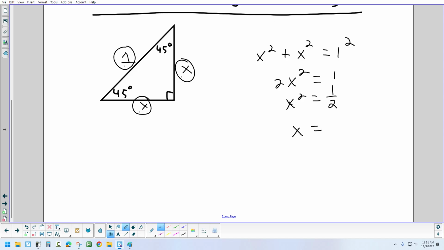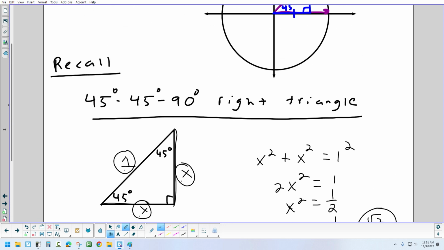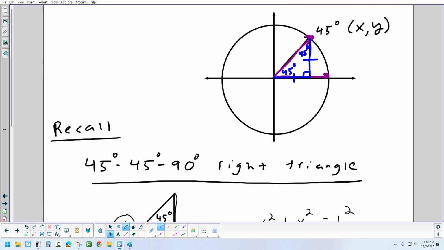So when we take the square root of the top, that's fine. We just get 1. And what's the square root of the bottom? Root 2. But we can't leave it like that because we ended up with a root in the bottom. So what does 1 over root 2 simplify to? Yeah. Root 2 over 2. Root 2 over 2. So we just solved for x, which is the length of the base and the height. So now, if we go back up to our diagram, we should be able to write down the coordinate for 45. What is the coordinate for 45 degrees?